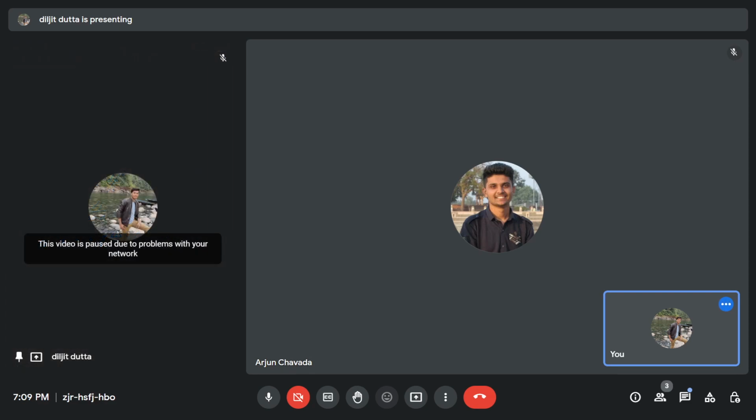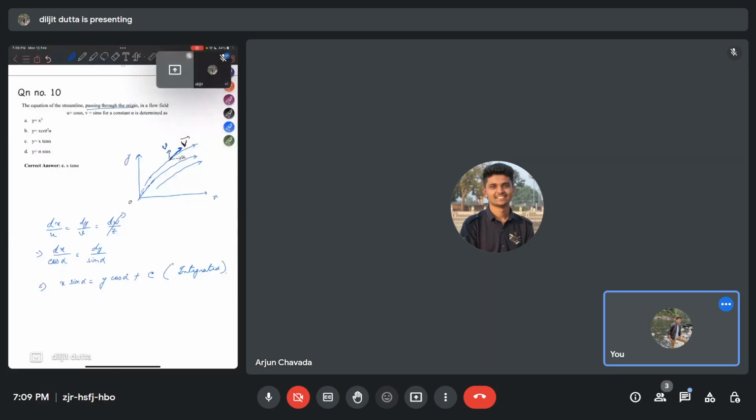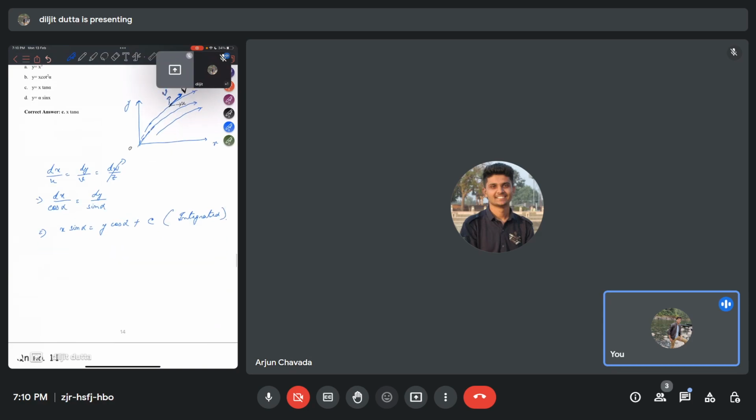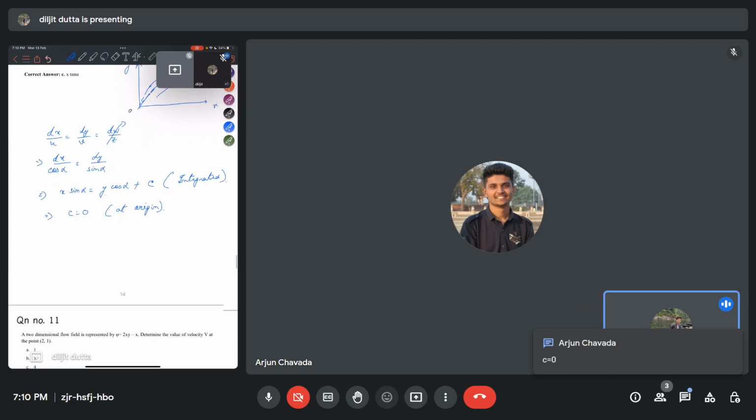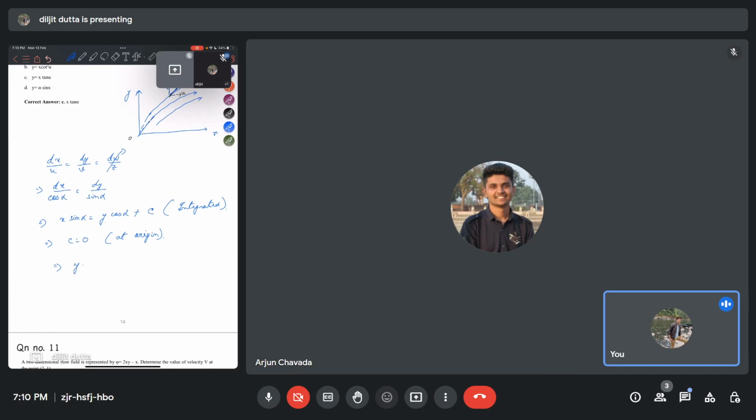Now it is mentioned that the streamline passes through the origin. So if the streamline is passing through the origin, at x equal to 0, y equal to 0. In that case, c equals 0 by using the condition. So the equation of streamline is y equals x sin alpha by cos alpha, equal to x tan alpha.